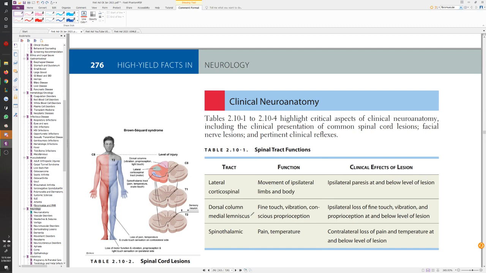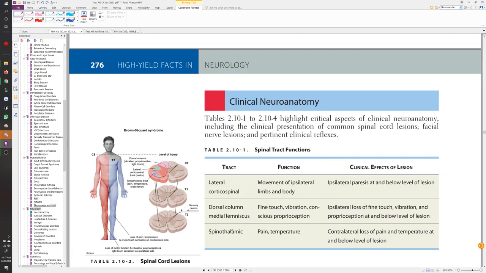Dorsal column medial lemniscus is for fine touch, and mainly the thing that we test for is proprioception. Can you stay standing still with your hands out if you close your eyes, and then be able to tell me where your hands and legs are? Ipsilateral: if you have a lesion, then you have same side loss of fine touch, vibration, and proprioception at and below the level of the lesion. Above the level of the lesion is something different, because it's usually going to become contralateral there.